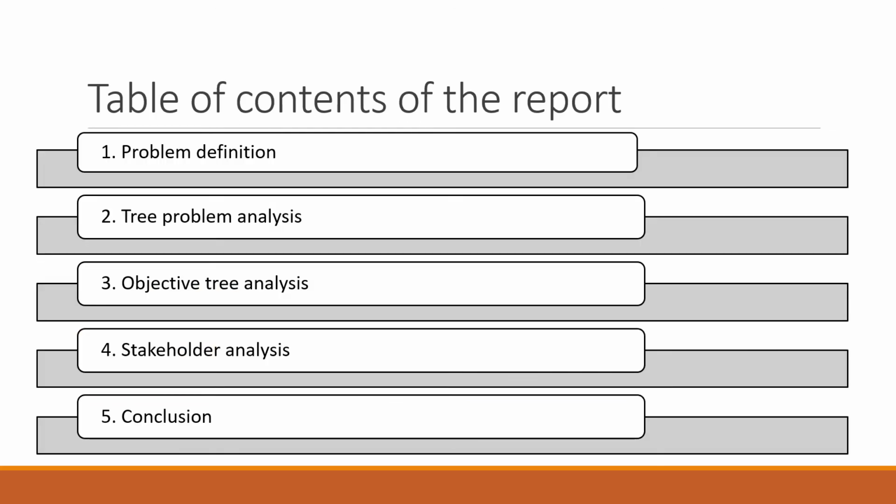Okay, and finally, your report will have a table of contents. This table of contents includes these 5 parts. The first part is your problem definition. It's only the paragraph, the 3 lines or the extension you had in order to define your problem. The second is the problem analysis: you will have your main problem, the causes and the consequences analyzed in a problem tree chart. Then you will have an objective tree analysis chart, then the stakeholder analysis, and finally your conclusion.